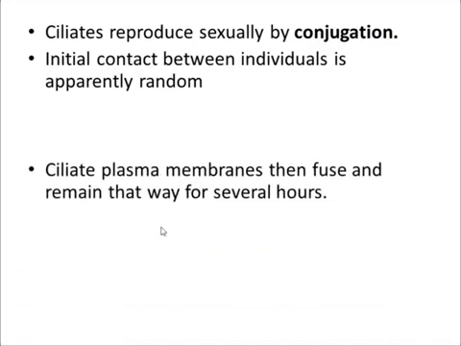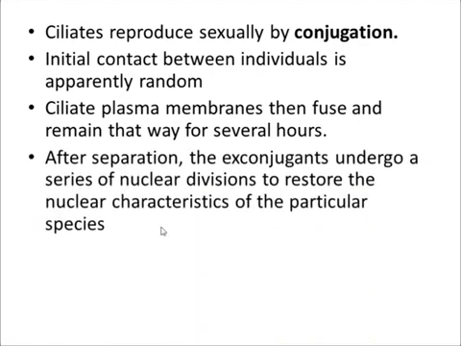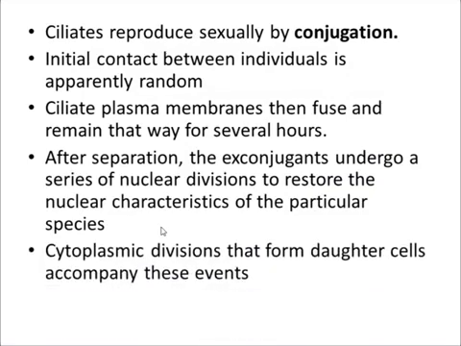Ciliates reproduce sexually by the process that is the conjugation. The initial contact between individuals is apparently random. So we'll discuss the process of conjugation by which the ciliates reproduce sexually. The first step is the initial contact, and that is totally random. The ciliates' plasma membranes then fuse and remain that way for several hours. After separation, the exconjugants undergo a series of nuclear divisions to restore the nuclear characteristics of the particular species, and then the cytoplasmic divisions that form daughter cells accompany these events.